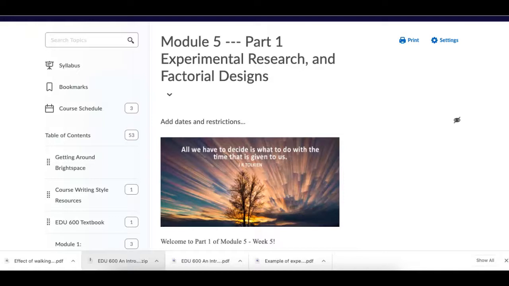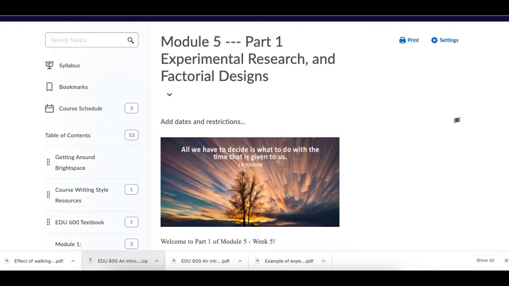If you have not submitted your assignments, please don't worry about it. You still have time. The first one is the qualitative critique. The second one is the visual displays of data. If you have any questions on those, please let me know.